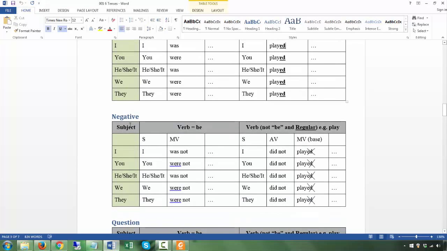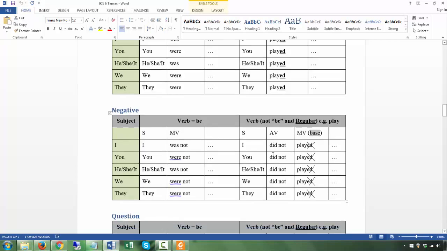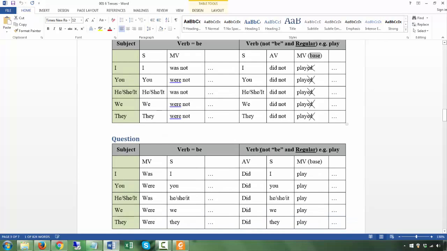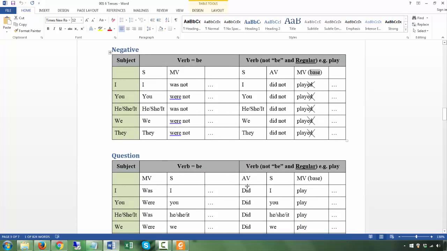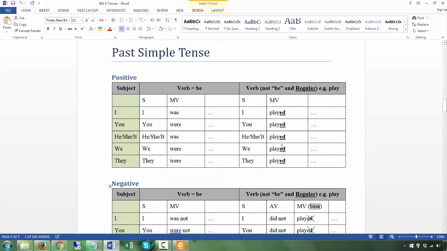And then for negative, you come across the auxiliary verb, you put a did not, and then this one returns to the base form. Okay, so did not play, not did not played, right? And then for the question, you just put the auxiliary verb first. Did I play? Did you play? And all that. Okay. Now this is for regular verbs.